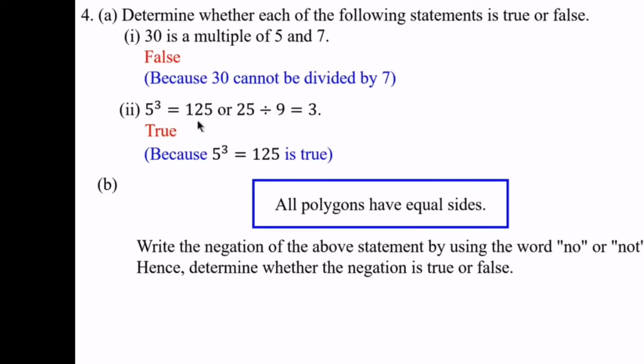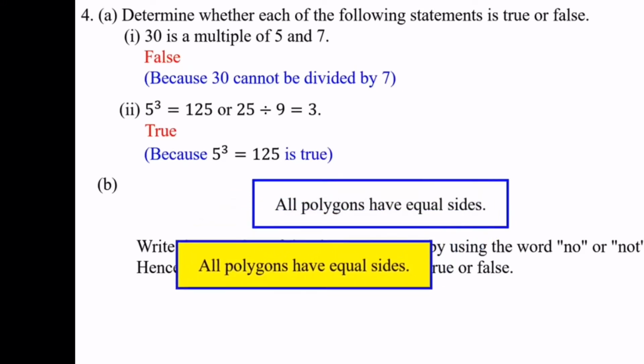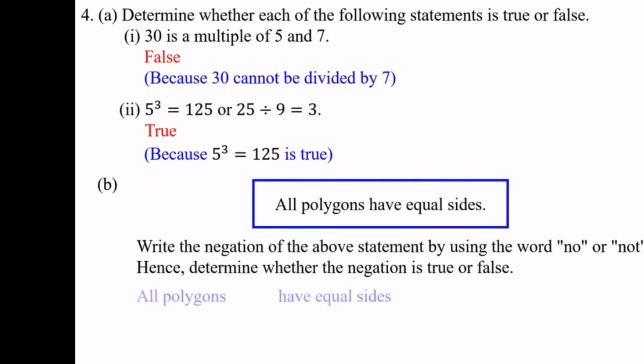All polygons have equal side. Now you need to write a statement to negate the statement above. Either you use the word no or not, and hence determine whether the negation of the statement is true or false. So how to do this? We'll copy the statement, all polygons, and then we split. Have equal side, we leave the space, and then we will fill in do not. Okay, do not have equal side.